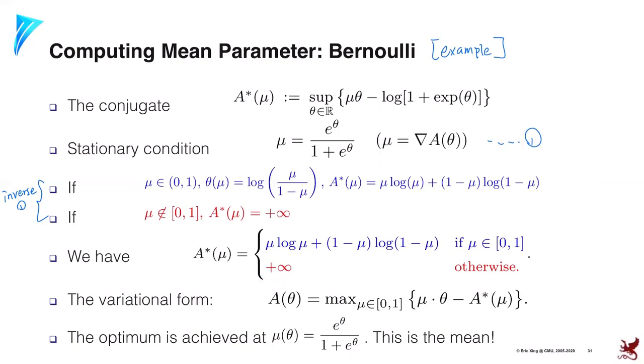And then finally, using the dual of the dual, we can solve the original partition function. And then we should be able to obtain that the optimal is achieved at mu(theta) equals e^theta divided by 1 plus e^theta. And this is our mean.